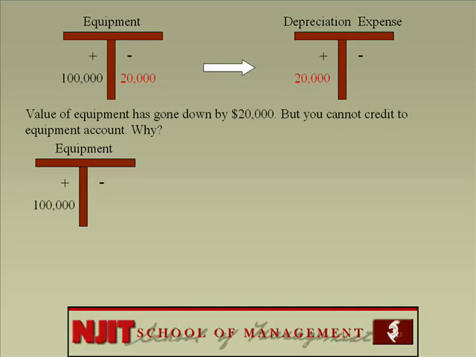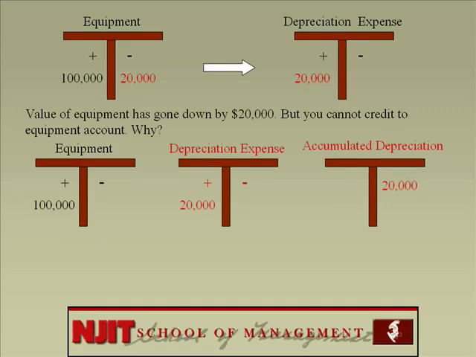Think about it. Look at the equipment account. Plus is when you buy equipment, so equipment goes up. So minus is when you sell equipment. Have you sold 20,000 worth of equipment? No, that's not correct. So the 20,000 has to be shown in another account, and it's called accumulated depreciation.